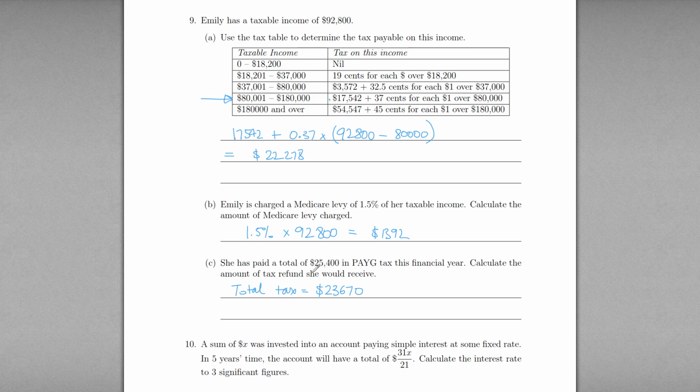So she paid 25,400 in tax as she went this year. So the refund must be the difference. Okay, so she only needed to pay that much, but she ended up paying that much. So the refund would be the difference. 25,400 minus 23,670. 1,730.